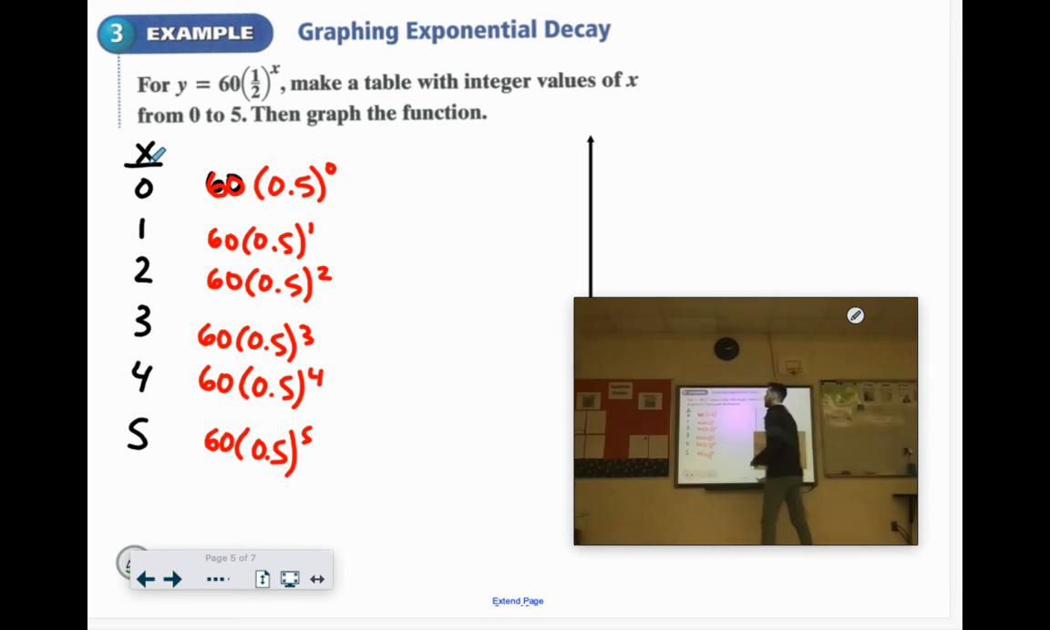All right, so 0.5 to the 0 is 1. 1 times 60 is 60. So we're at 0, 60. 0.5 to the first power is 0.5 or 1/2. Half of 60 is 30.